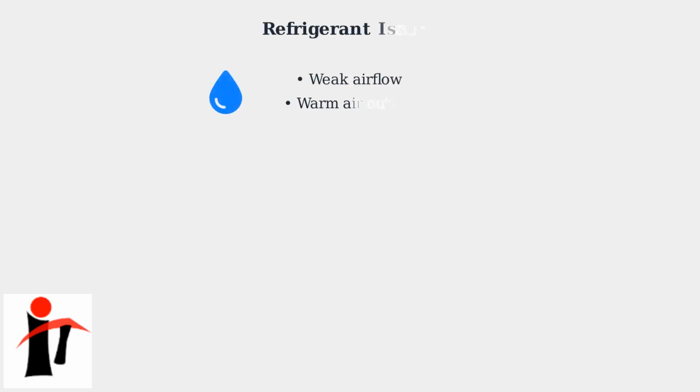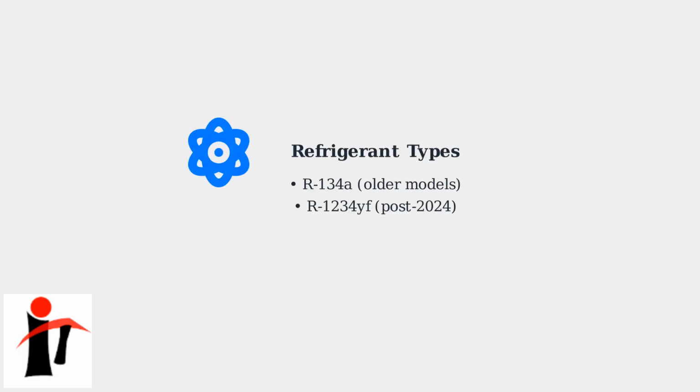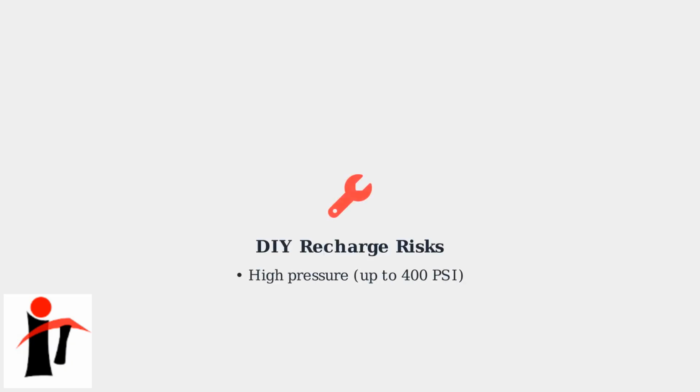Low refrigerant is a frequent cause of poor AC performance in the Tesla Model 3. Symptoms include weak airflow and warm air coming from the vents. Tesla Model 3s use R134A refrigerant in older models, while newer vehicles post-2024 use the more environmentally friendly R1234YF. While DIY recharge kits exist, recharging is generally discouraged due to high-pressure risks in the system.